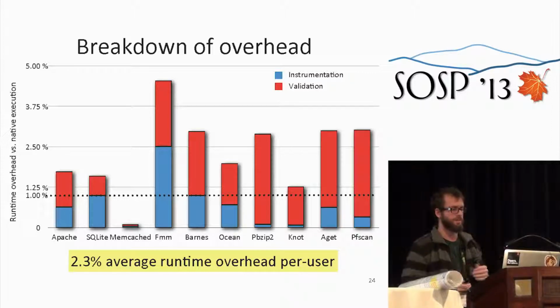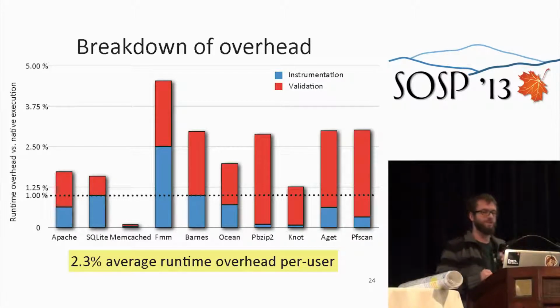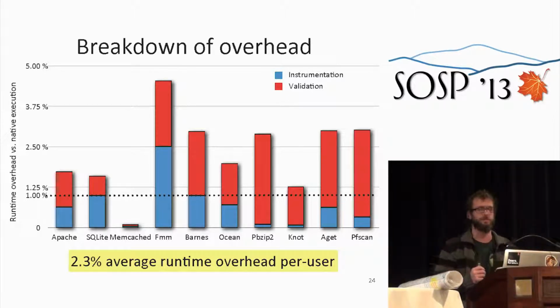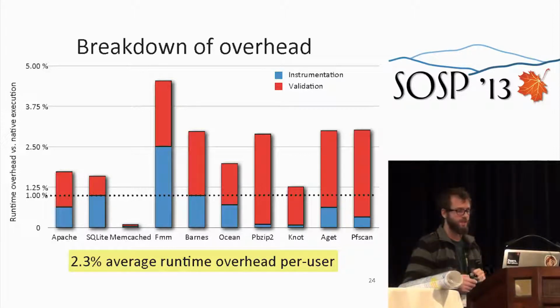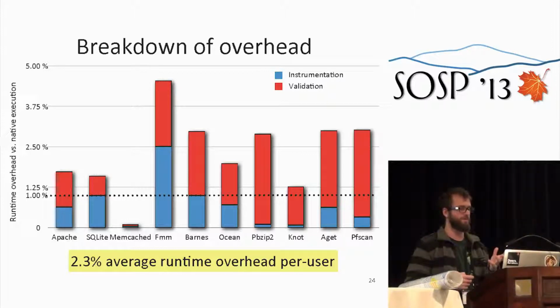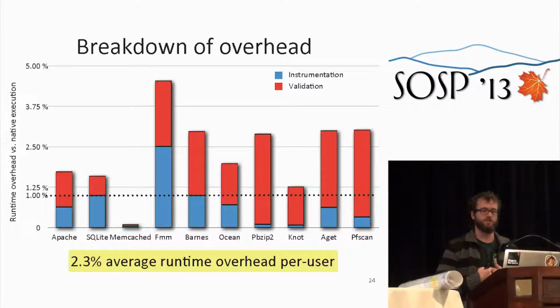The instrumentation component, which is the blue bar on the graph, typically accounts for below 1% of the overhead for the programs in our evaluation, with the exception of FMM, for which it's around 2.5% because of tight loops and memory intensiveness. The maximum overhead per user is 5%, and the average overhead per user is 2.3%, which in our opinion is negligible.